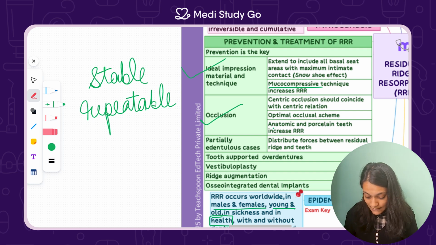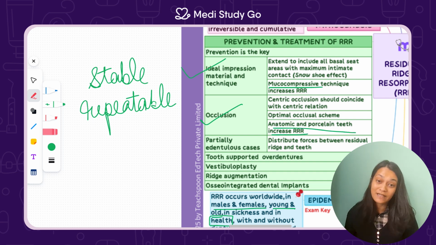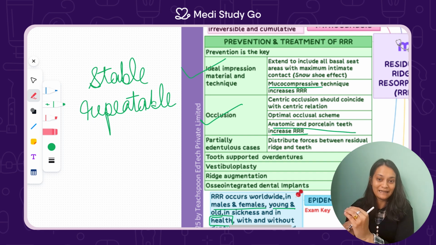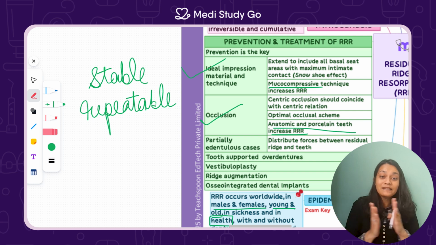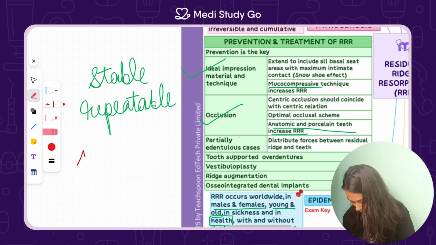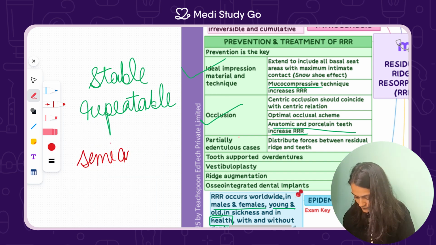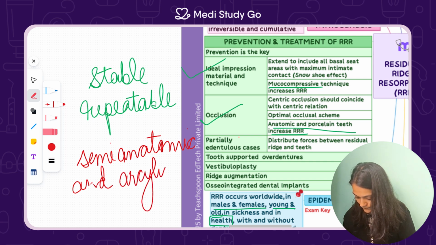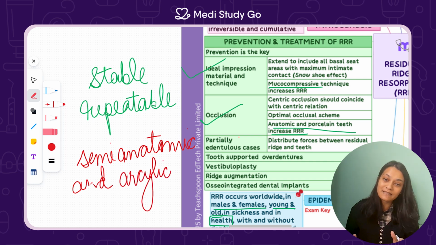Now, what is the other thing? Anatomic and porcelain teeth. Now we know that anatomic and porcelain teeth both contribute to higher masticatory forces. The masticatory forces might increase, but at the same time, it will directly mean that there is more pressure that is acting onto the bone. Hence, we should opt for semi-anatomic and acrylic teeth, such that the overall masticatory force that is acting is reduced.